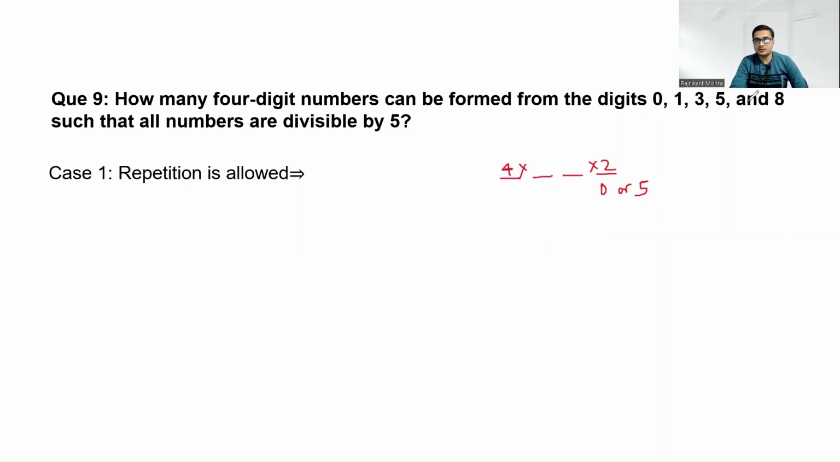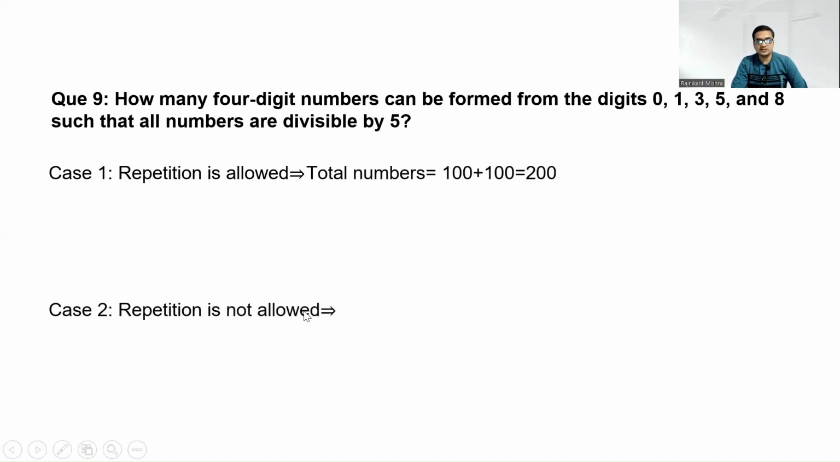At second position we can put any of these numbers, so number of choices is equal to 5, and at third position number of choices is equal to 5. 4 into 5 into 5 into 2 equal to 200. It means in case repetition is allowed, there are 200 numbers that can be formed, 100 with 5 at unit place and 100 with 0 at unit place.